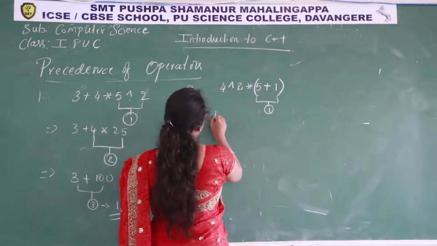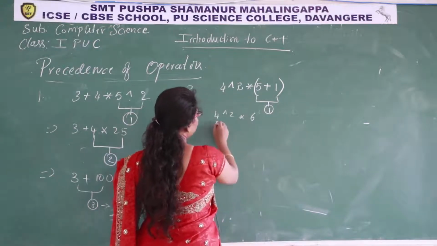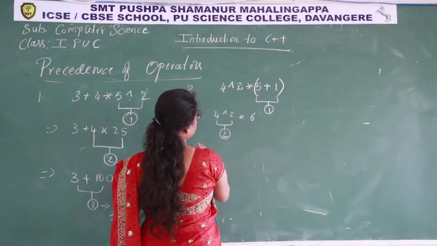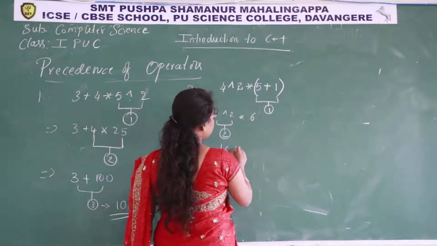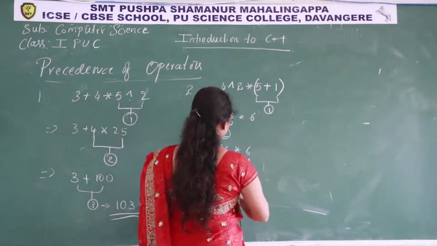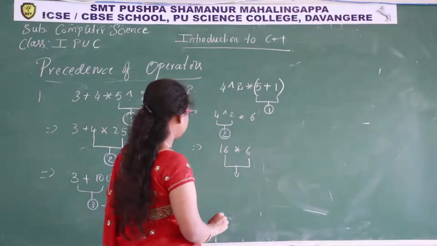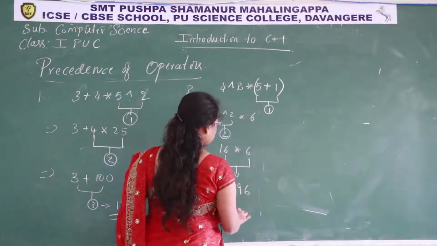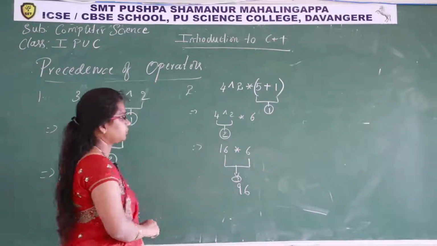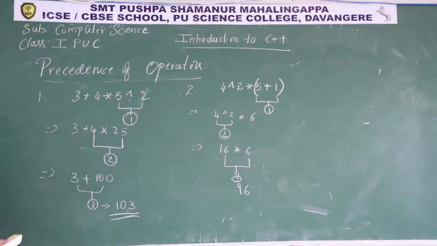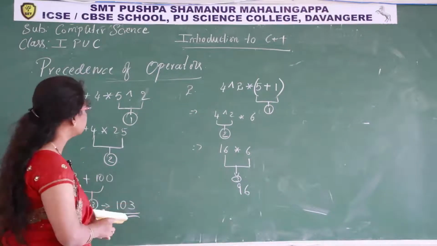First one, 4 cap 2 star 6. Next priority, cap, second. 4 4s are 16, 16 into 6, third. 16 6s are 96. So this is third. It's very simple, no? It is almost all similar to mathematics only.